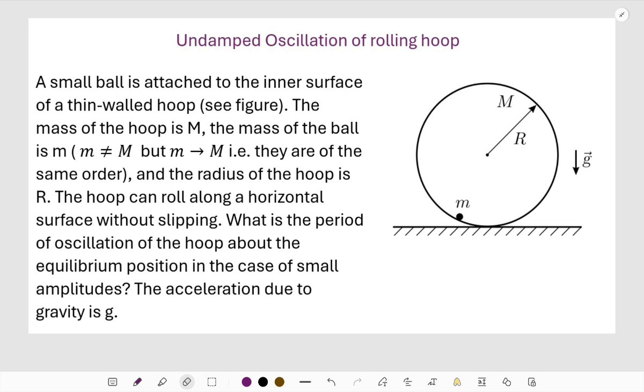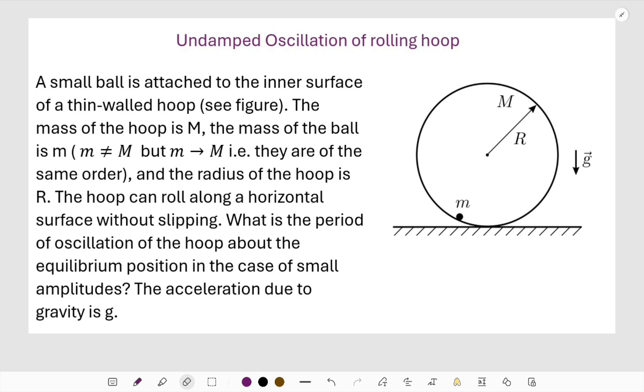What is the period of oscillation of the hoop about the equilibrium position in the case of small amplitudes? That means we need to find out the time period of small oscillations of the hoop. The acceleration due to gravity is g.